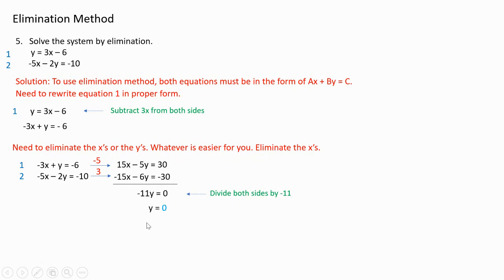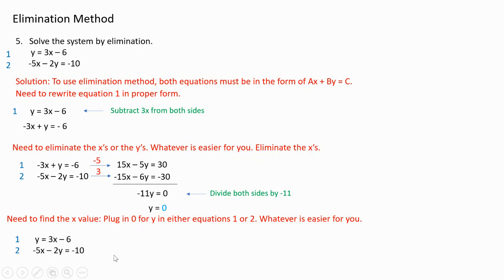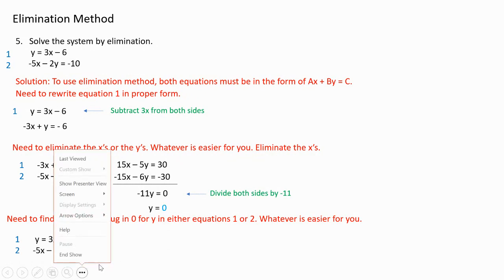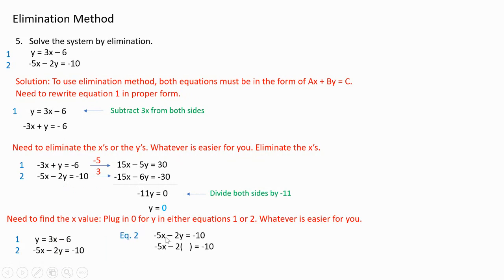So y equals 0. Now I need to go back to either equation and plug in 0 for y to solve for x. And here, guys, I'm going to go to equation 2. So y is 0, so I'm going to plug in the 0 there. That'll give us negative 5x equals negative 10. Then we divide both sides by negative 5, and the answer is 2. You see, guys, we got the same solution. It didn't matter how we solved it. So the solution is (2, 0).